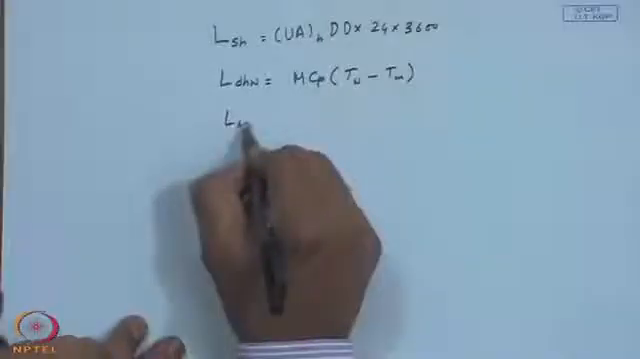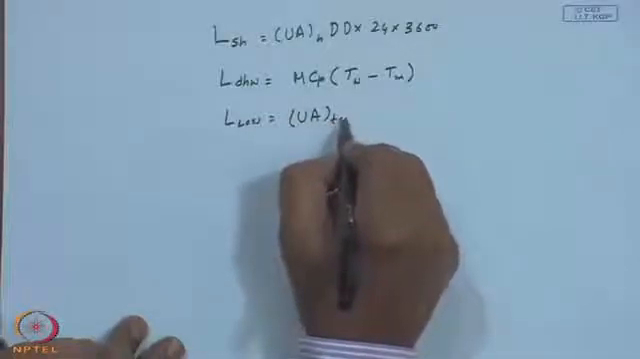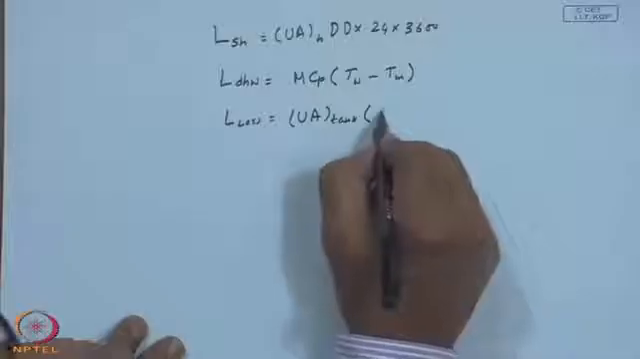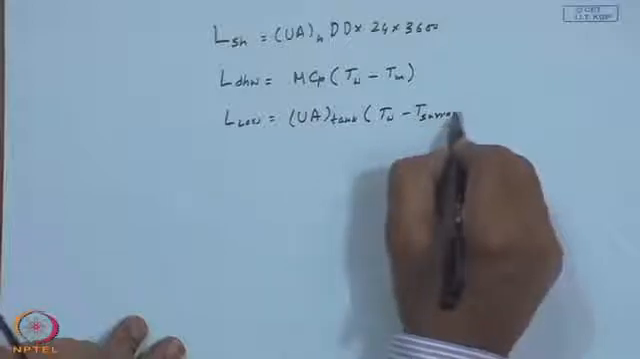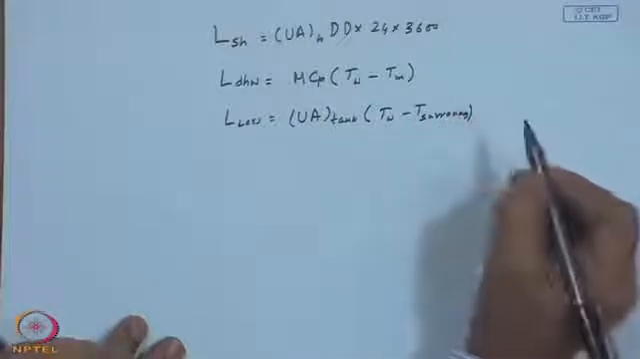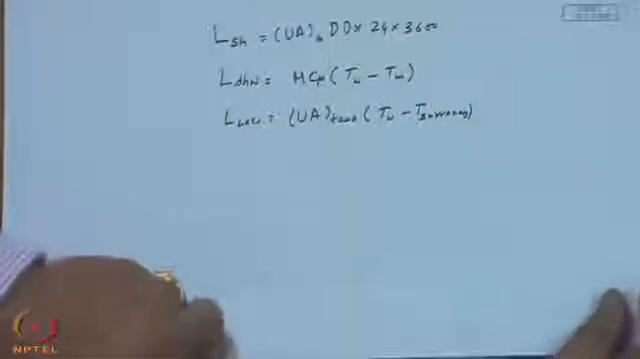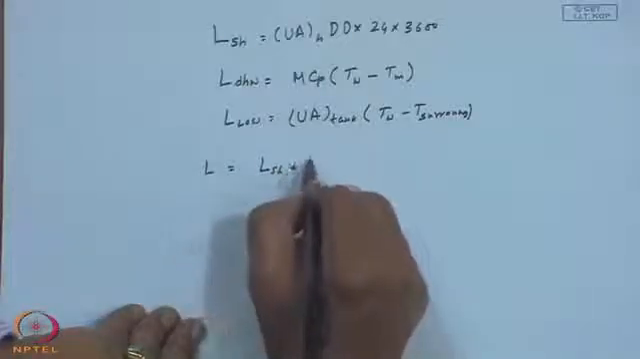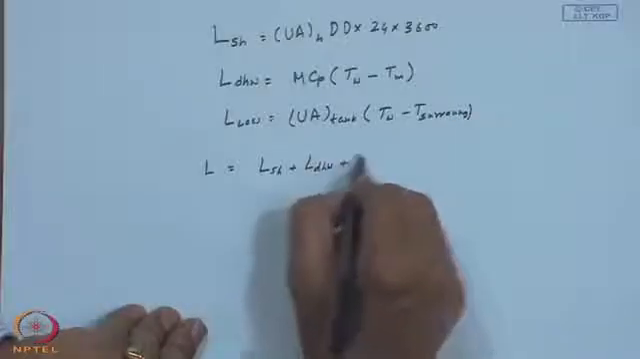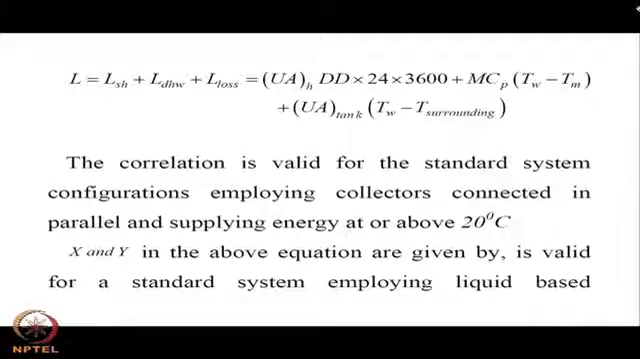And of course, L loss from the tank is based upon the UA of the tank, which you can either estimate or take from the manufacturer specifications, and the temperature difference available for the losses will be T W minus T surrounding, which may be different from the ambient temperature. So, L will be L S H plus L D H W plus L loss. So, that is what we have written in detail, each term contained.